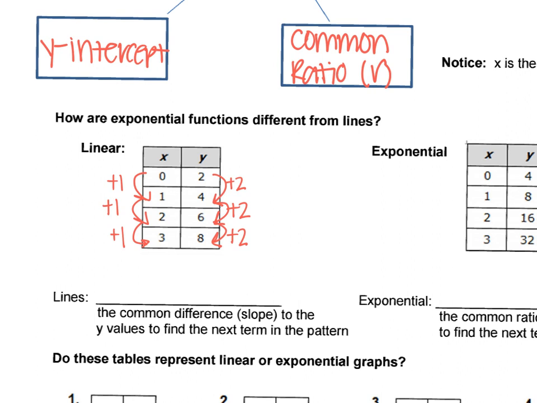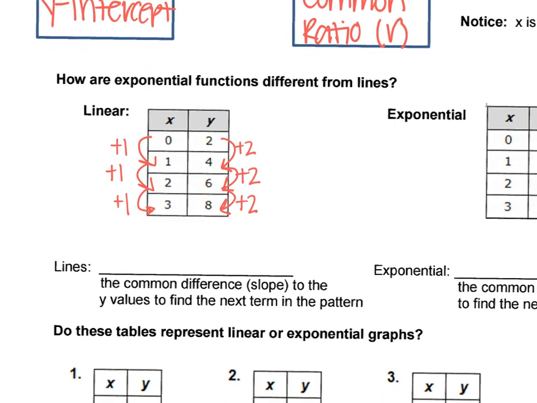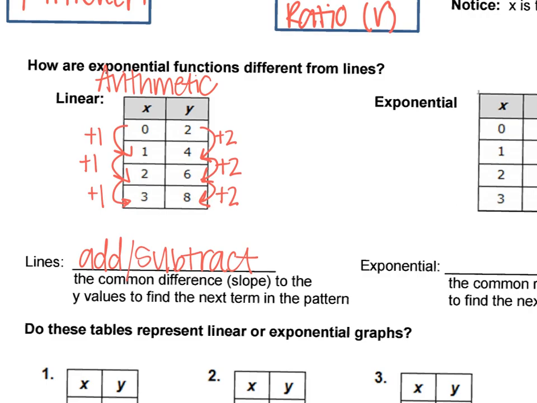So just like we said, an arithmetic sequence adds or subtracts. It is a linear equation if it's arithmetic. So to make a line, you have to add or subtract. Again, this is an arithmetic sequence because you're adding, or I guess taking the difference.